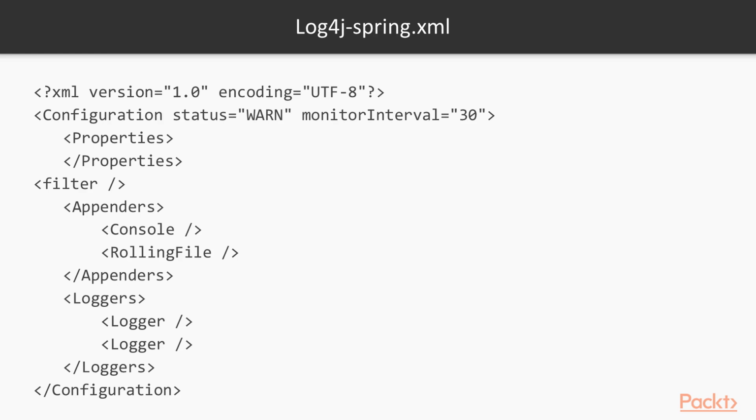First, we define properties like path variables where the log files are stored or a log pattern. We can define filters, then we define the appenders. Appenders can be console appenders or file appenders. Rolling file appenders define a pattern and a size. When a certain file size is reached, it creates a new file. We define the loggers with name and to what appender it is logged.